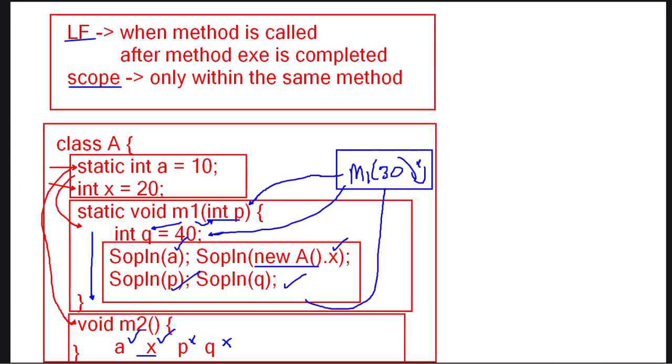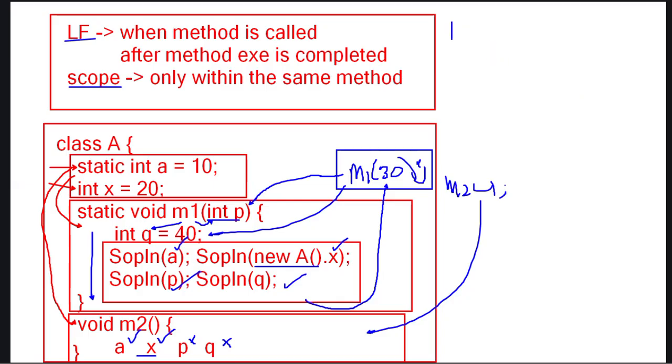After method execution is completed, control comes back to the calling method, and the memory allocated for the parameter and local variable is destroyed. Then when I call the m2 method, control comes to the m2 method. Is the p and q variable memory available to the m2 method to access? No. That's why we will get an error here. But still, static and non-static variables are available for both m1 and m2 methods.